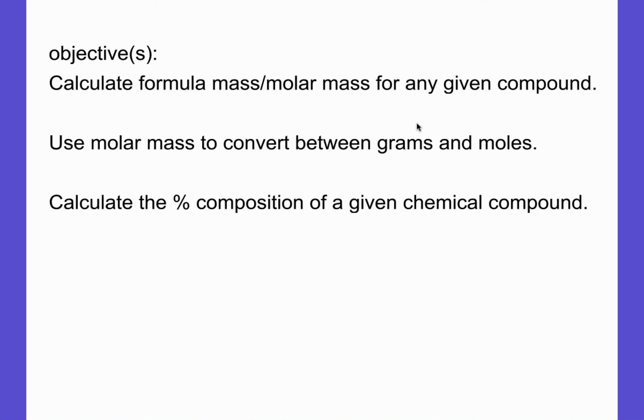All right, so these next couple videos are about section 3 and chapter 7 for chemistry. So we're going to go through some examples of how to calculate formula mass and molar mass and how to use those to convert back and forth from grams and moles. And then we're also going to talk about percent composition of a given chemical compound.